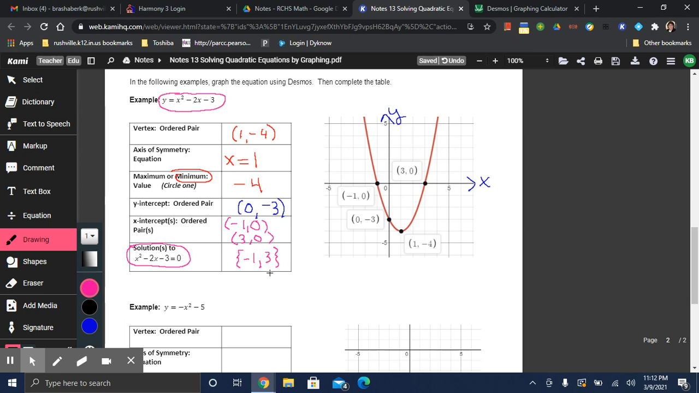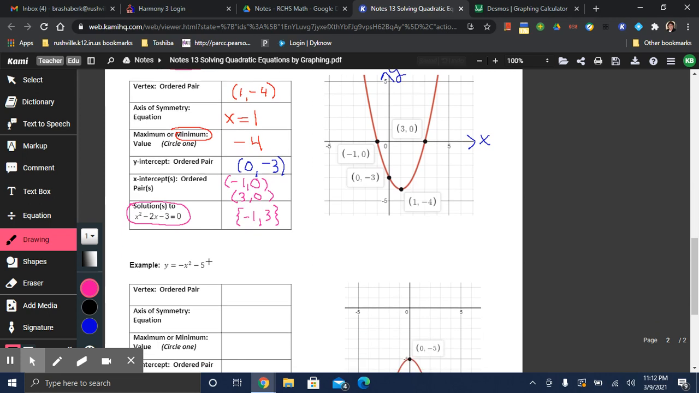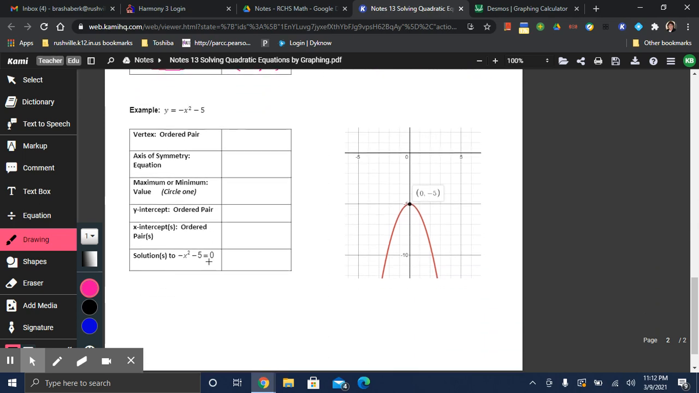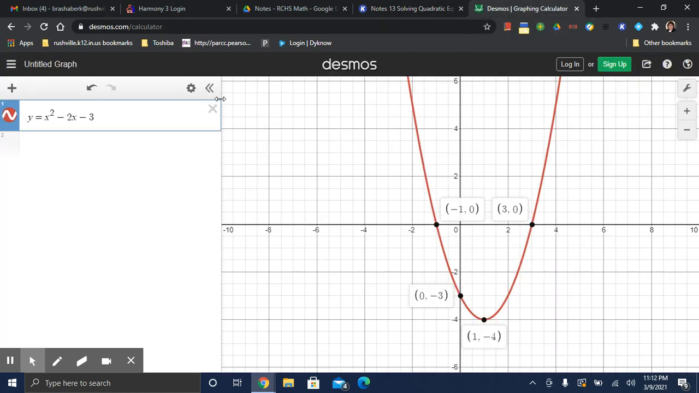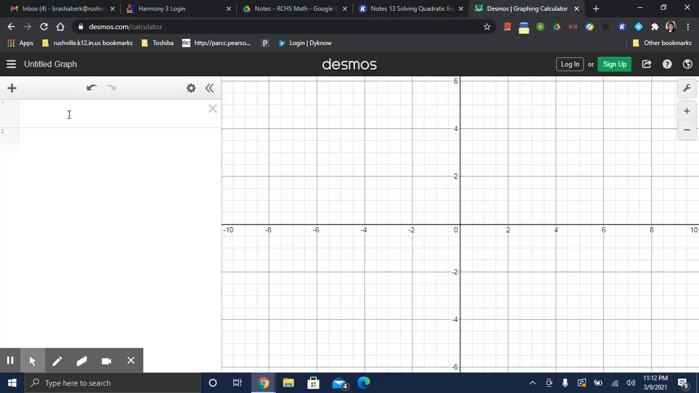So sometimes you'll hear these called the zeros of the function, and that's because the equation would have to be equal to 0. All right, so that's what we're going to be working with. We're going to take a look at a second problem. So you have y equals -x to the second minus 5. The first thing you would do is do the graph, because those on your homework will not be provided.